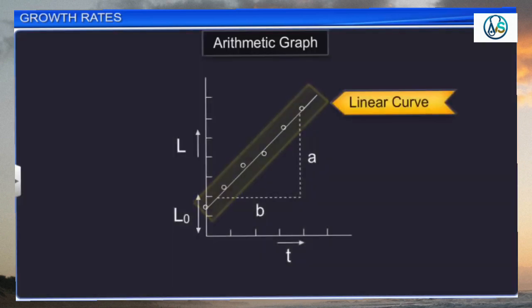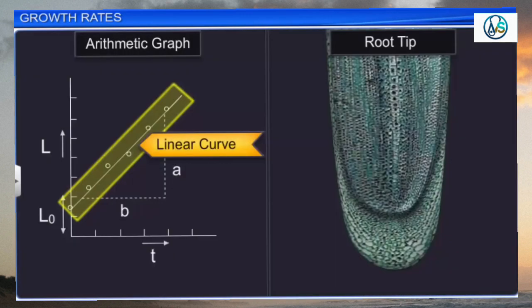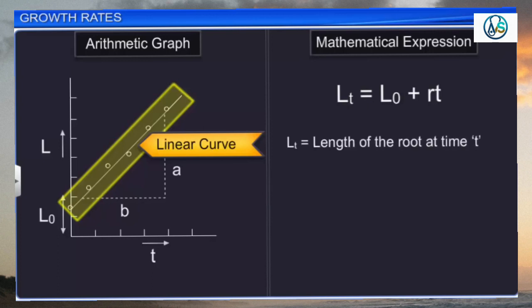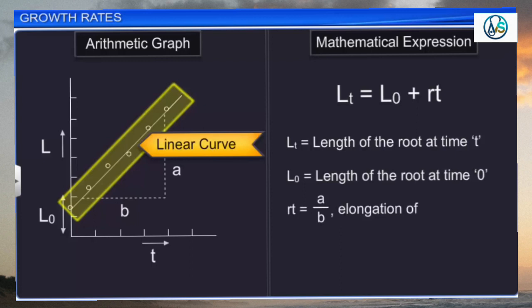A linear curve is obtained for arithmetic growth. This is due to the continuous addition of new cells at the root tips. Arithmetic growth can be expressed mathematically as Lt equals L0 plus rt, where Lt equals length of the root at time t, L0 equals length of the root at time 0, and r equals a upon b, which is elongation of the root per unit time or growth rate.